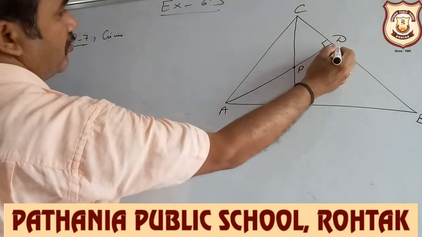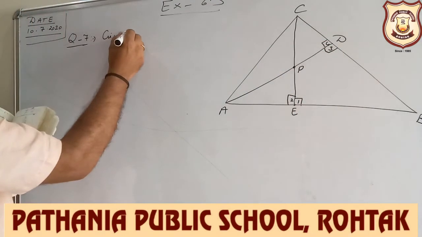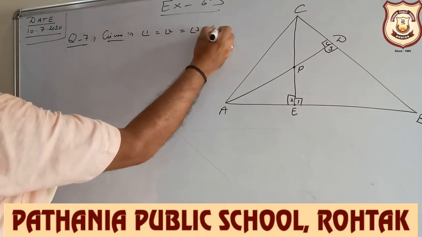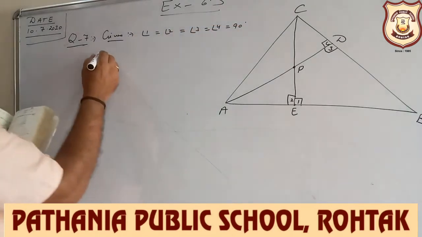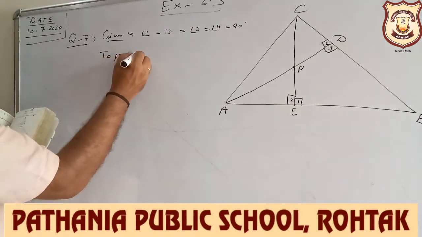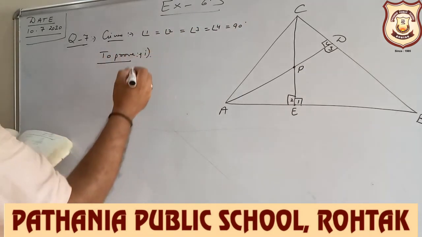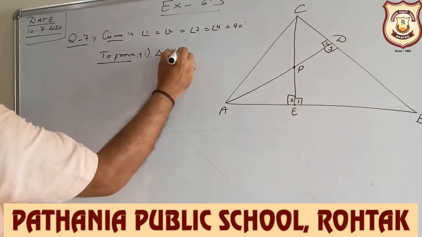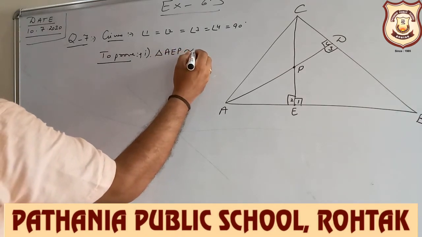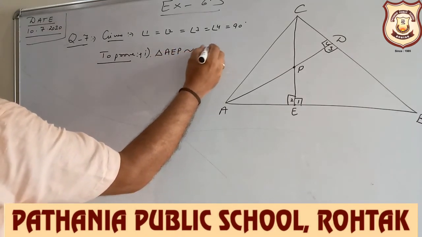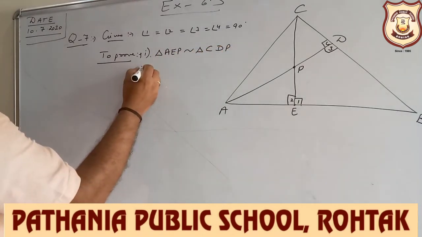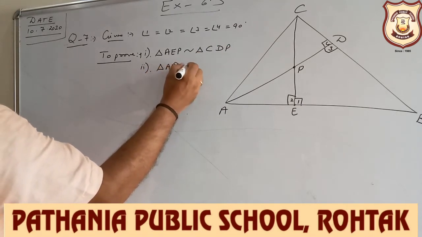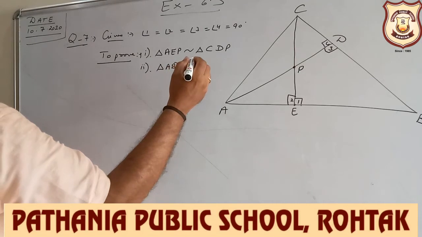1, 2, 3, 4. Given angle 1 equal to angle 2 equal to angle 3 equal to angle 4 equal to 90 degrees. Then to prove, in to prove you can write all 4 points. Triangle AEP similar to triangle CDP. Second, triangle ABD similar to triangle CBE.